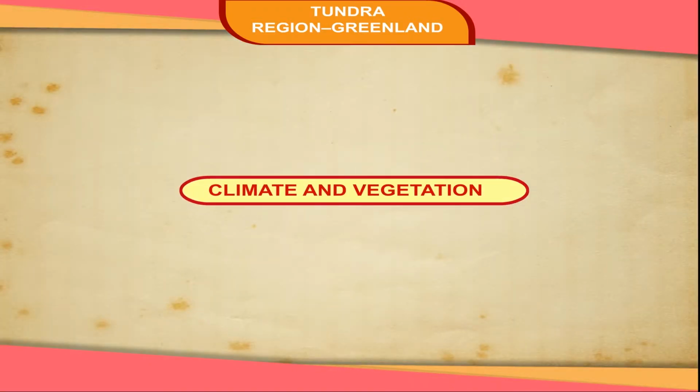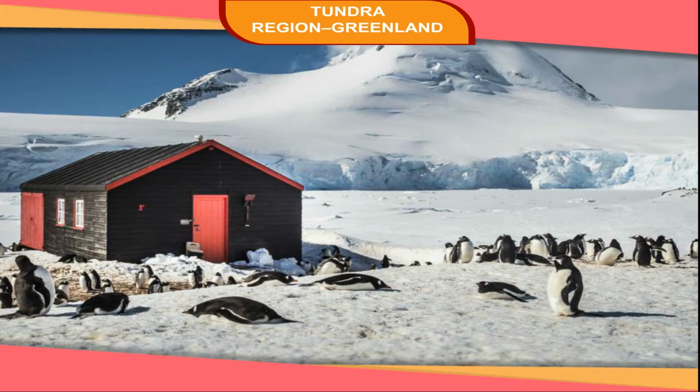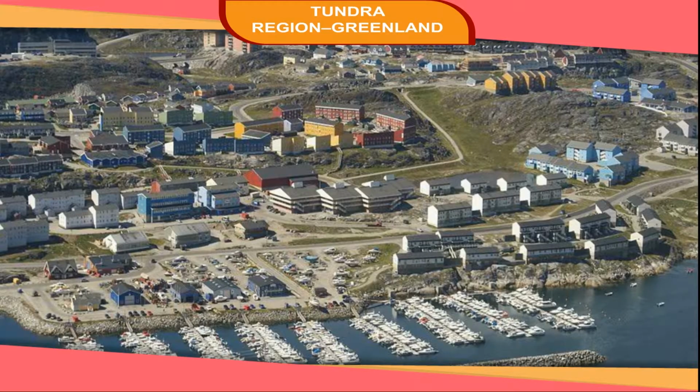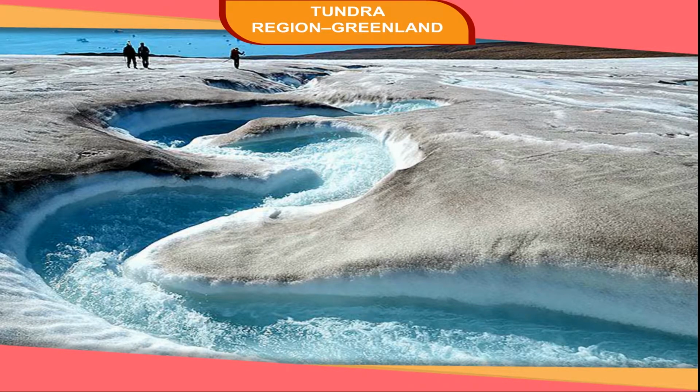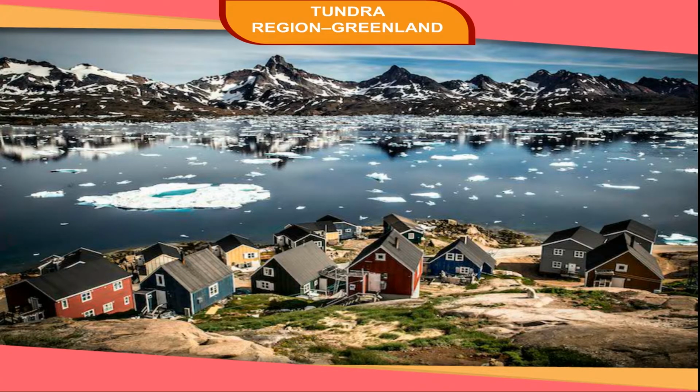Climate and vegetation. Greenland is very cold throughout the year. Winters are long and bitterly cold. Summers are cool but very short. In central Greenland, it is severely cold. The average winter temperature is about -6 degrees centigrade in the south and about -35 degrees centigrade in the north. The average summer temperature is about 7 degrees centigrade along the southwestern coast and 3.6 degrees centigrade in the north. The snow melts for a few weeks in summer.